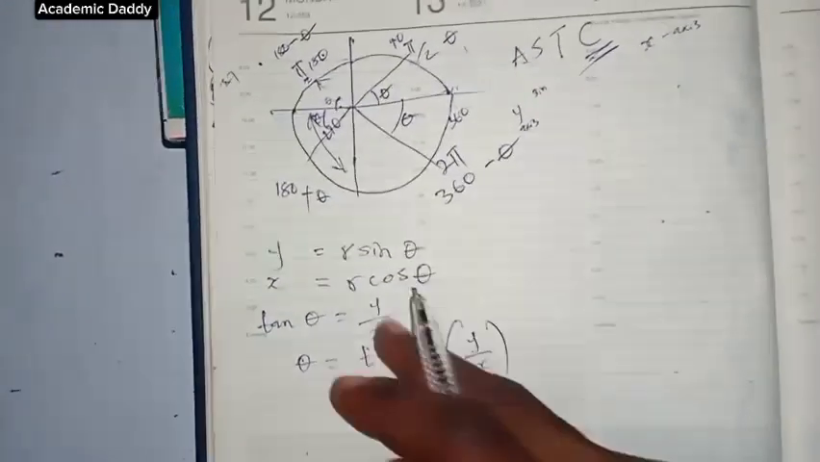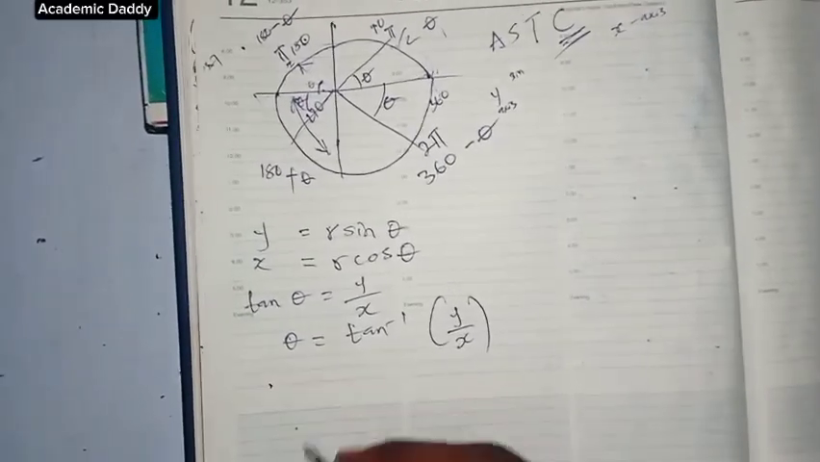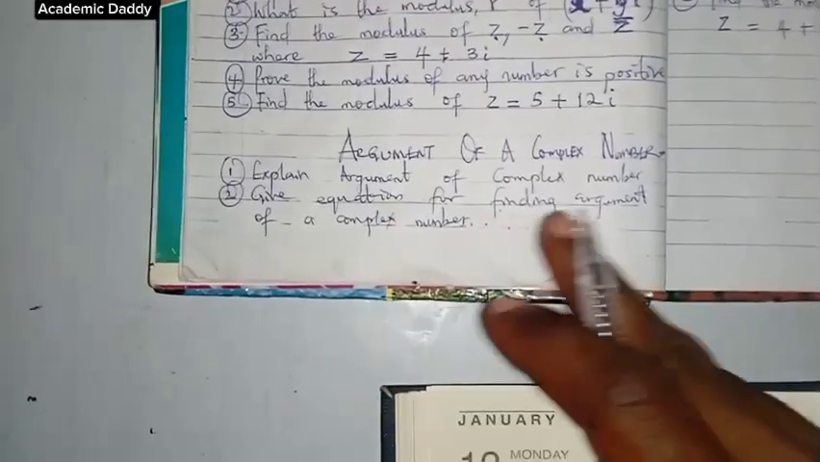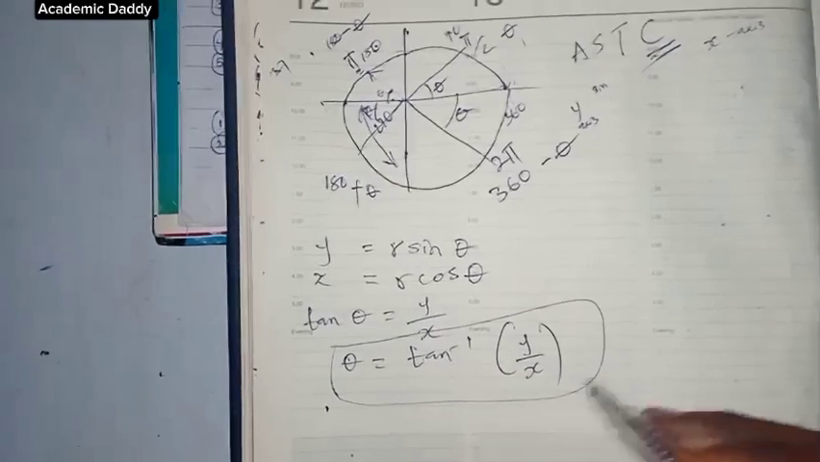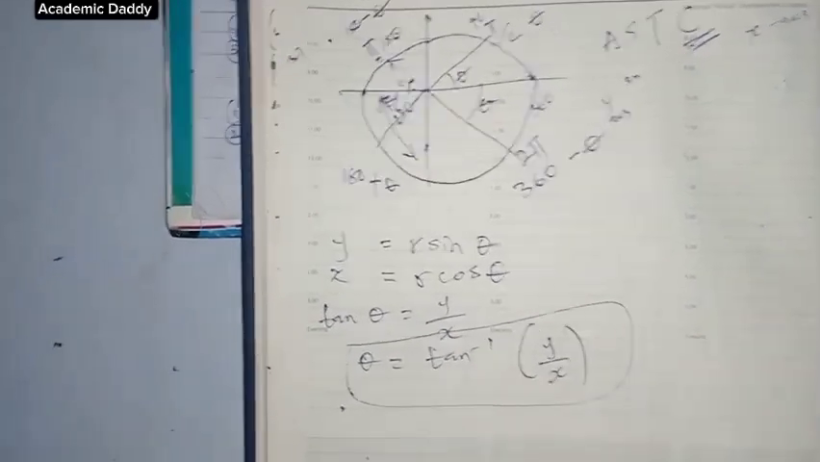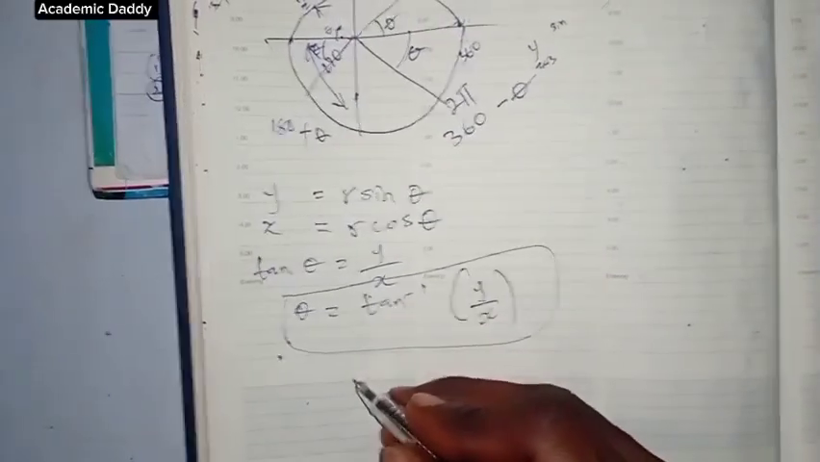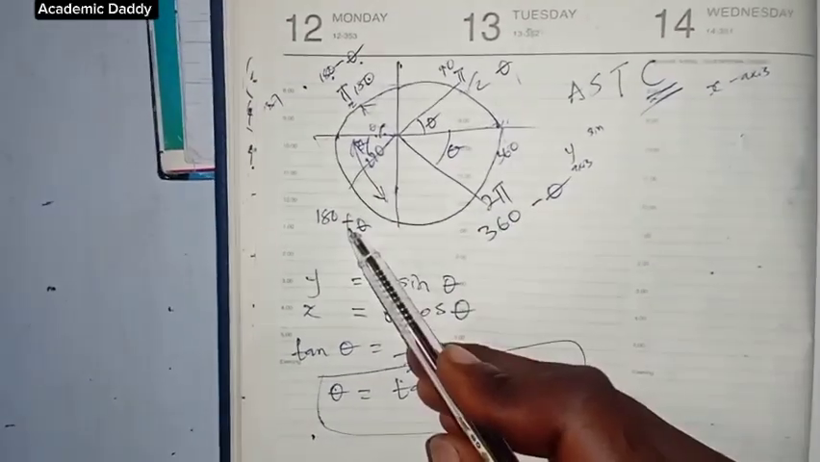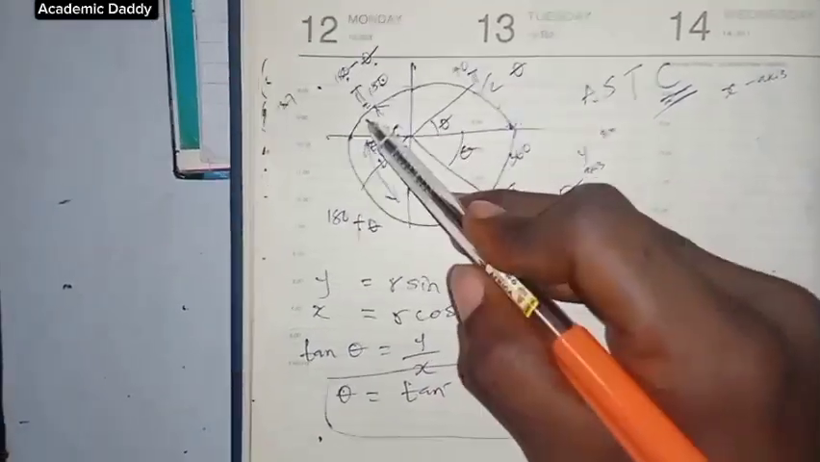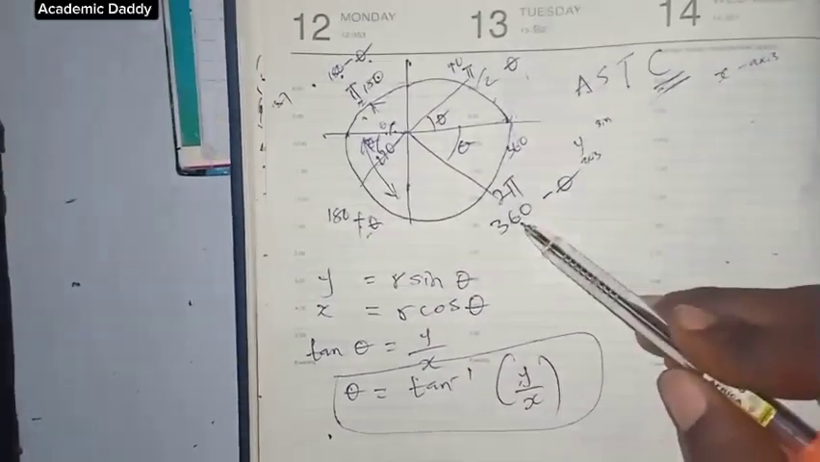If we are presenting this in the next topic we are treating, which is polar form, this is what gave rise to it. So to find theta, this is the equation to use. The question said find the equation for finding the argument of a complex number. So the equation is simply theta equals tan inverse of y over x. That is when it falls in the first quadrant. But if it falls inside the second quadrant, after getting the angle, we do 180 minus the angle. If it's in the third quadrant, you do 180 plus that angle. If it's in the fourth quadrant, you do 360 minus that angle.